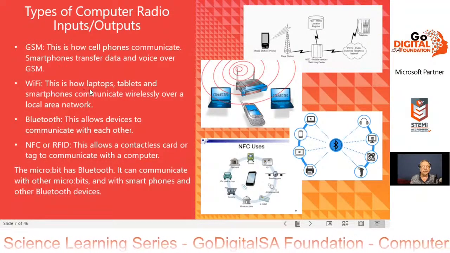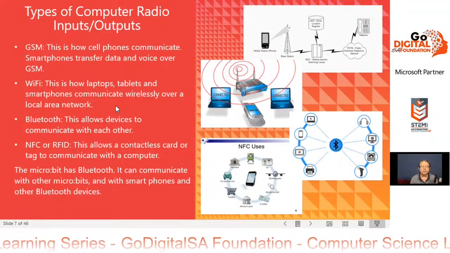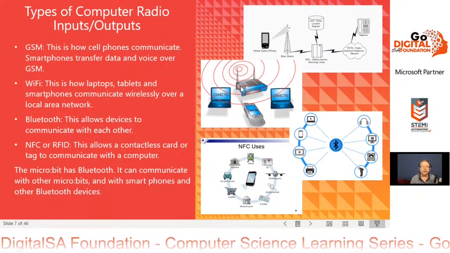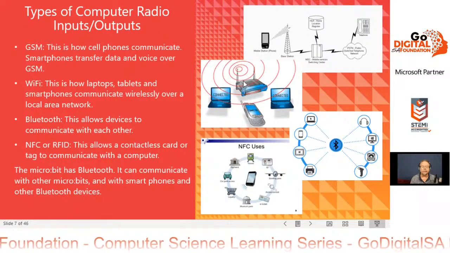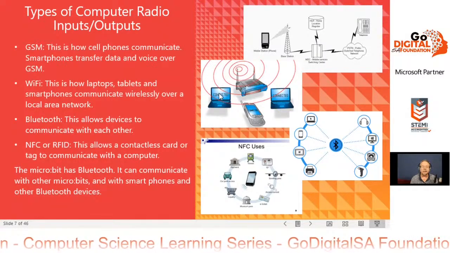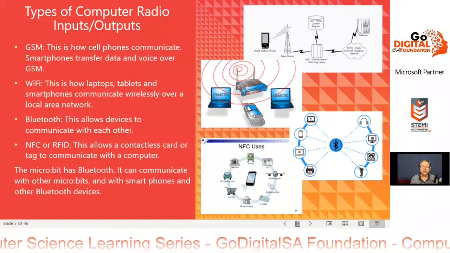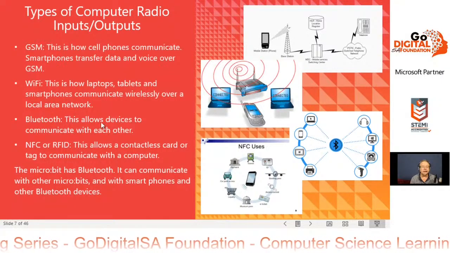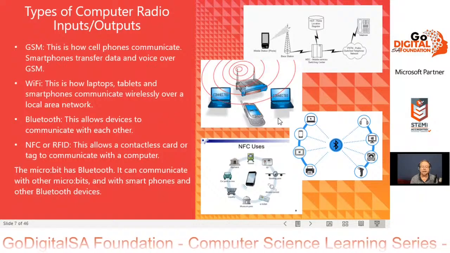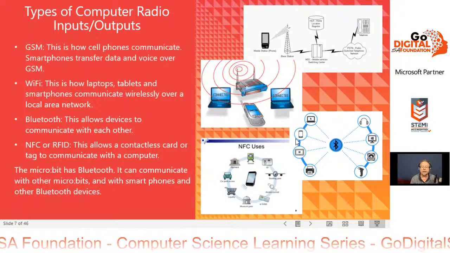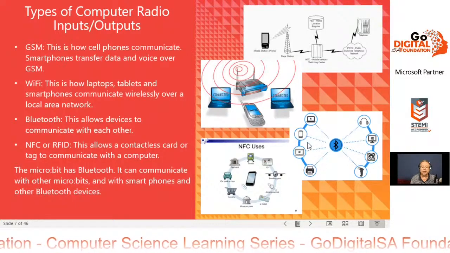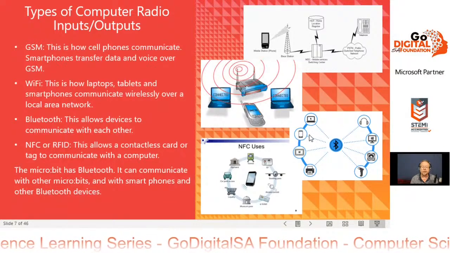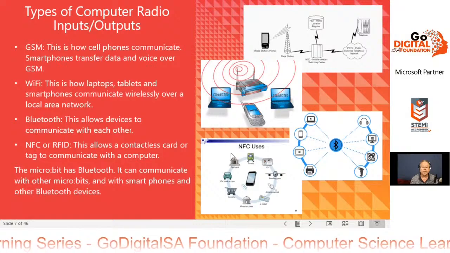Wi-Fi. This is how laptops, tablets, and smartphones communicate wirelessly over a local area network. Okay, so with Wi-Fi, you've got a Wi-Fi router or hub, and this communicates with laptops, smartphones, and anything else that uses Wi-Fi. Bluetooth, this allows devices to communicate with each other. Okay, with Bluetooth, you can connect printers and headphones and various other things to a smartphone or to a laptop.